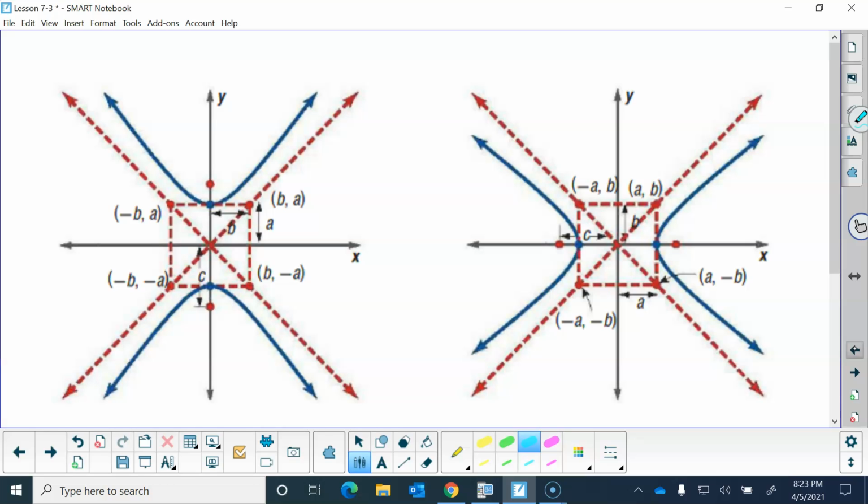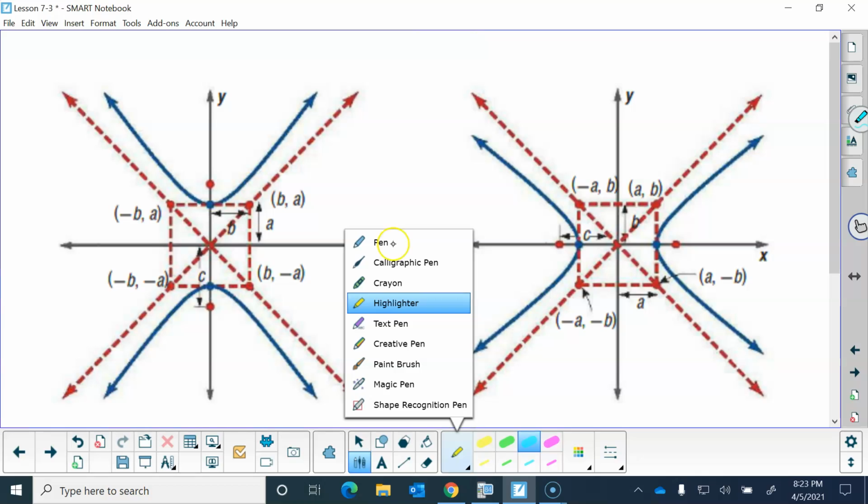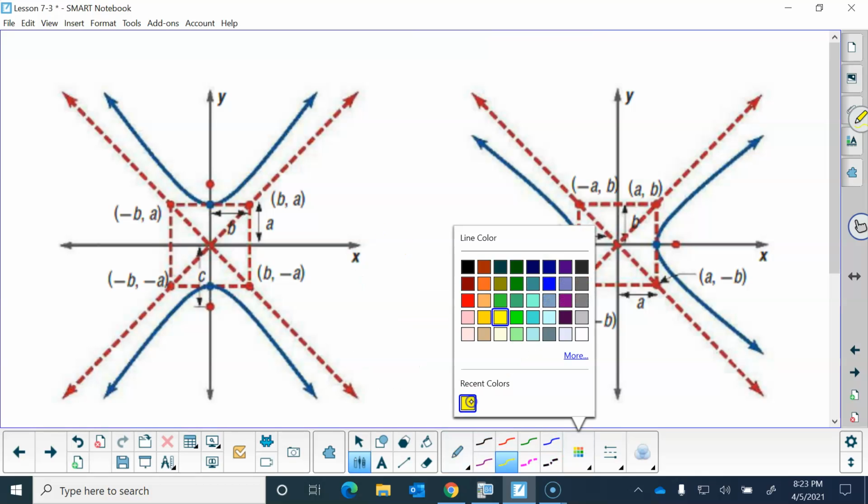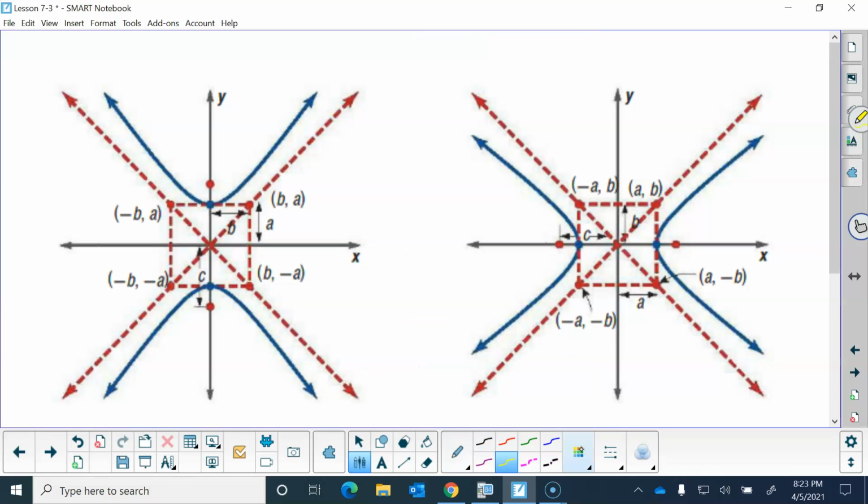Well, let's go back to this picture that I have right here, and you can see that your a value is going to be the distance from the center to the vertex. Right here is your a value. Your b value is going to be the distance from the center to the edge of this rectangle right here. There's your b value. And then your c value is going to be the distance from the center to the focus point. That's going to be your c value. And you can see that right here.